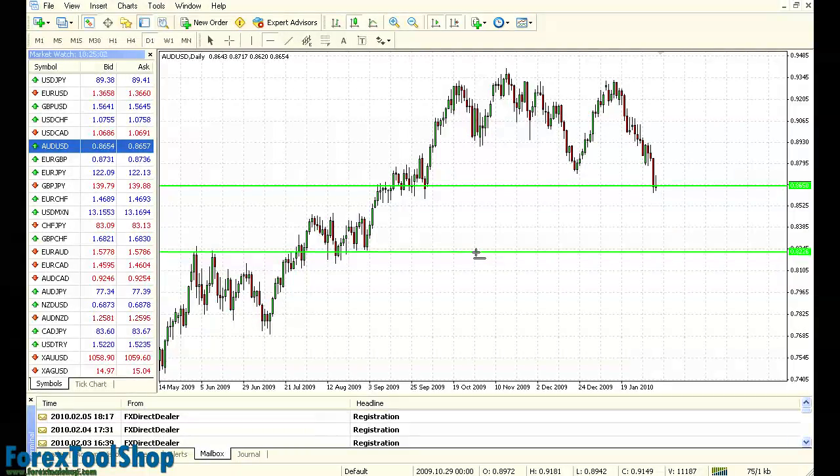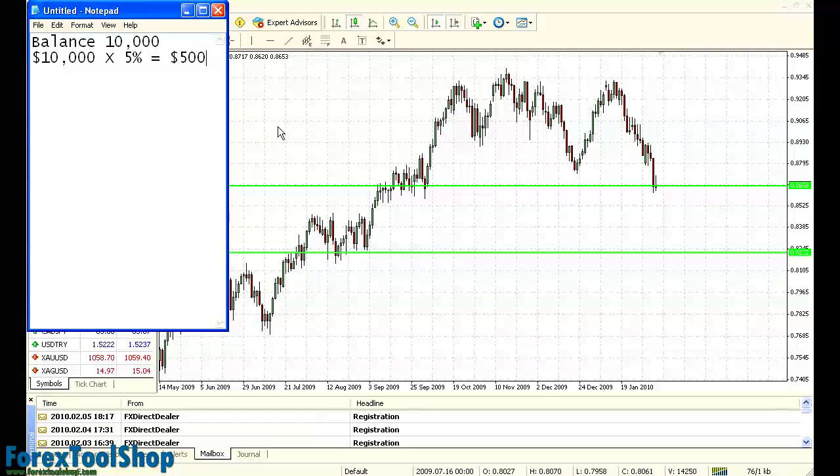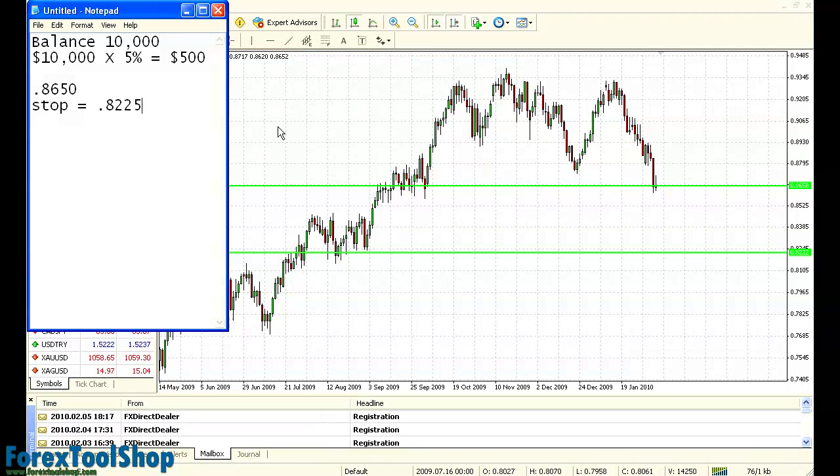So I come in here and I find my level. It's close enough. So now that I know my entry position and my stop, I can calculate how many pips of risk this is. So again, we have the long position at 86.50 and the stop at 82.25. I can know that this is 425 pips of risk.